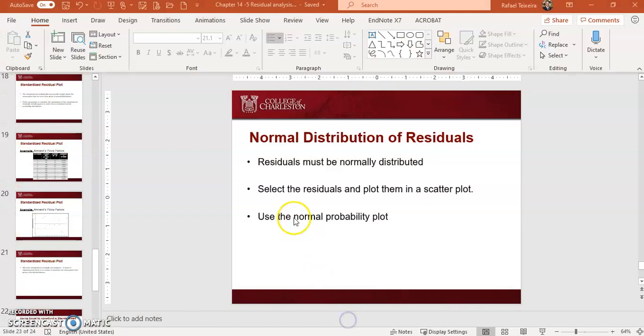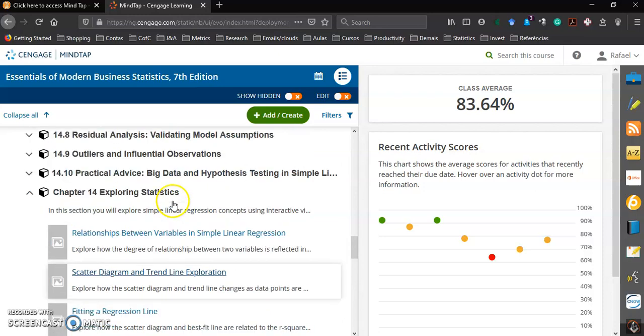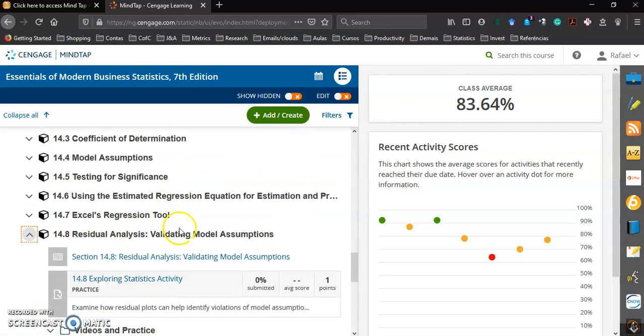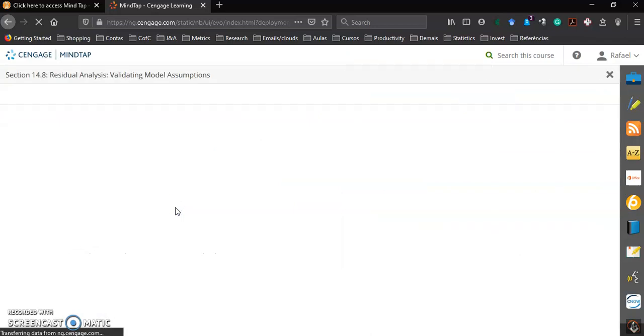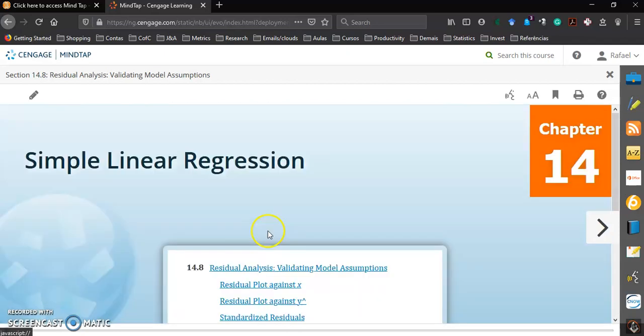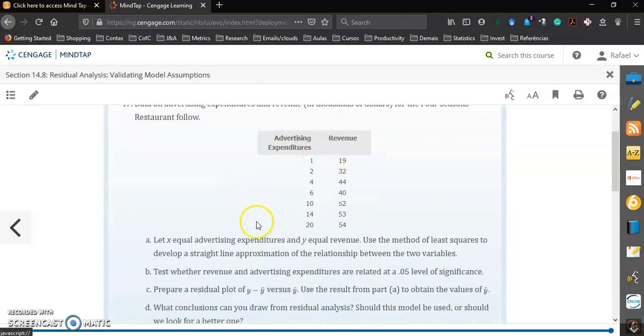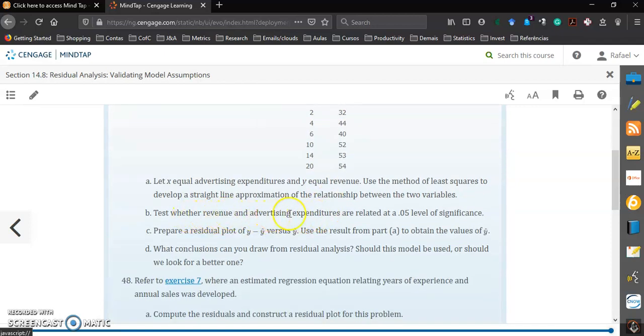Let's see if we have one problem in MindTap so we can go over very quickly some of the questions we might have. If you go here, residual analysis, validating models, section 14.8, and then I click on applications. We have all the discussion here. I suggest you read it, and then we have the data. Let X equal advertising expenditure and Y equal revenue, so independent and dependent variable. Test whether revenue and advertising expenditure are related. Remember, this is a test of significance.